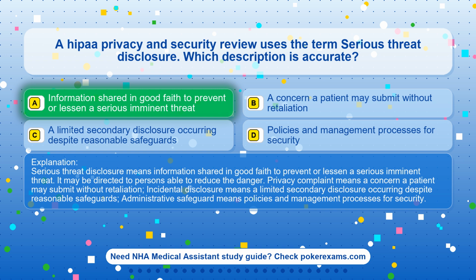Privacy complaint means a concern a patient may submit without retaliation. Incidental disclosure means a limited secondary disclosure occurring despite reasonable safeguards. Administrative safeguard means policies and management processes for security.